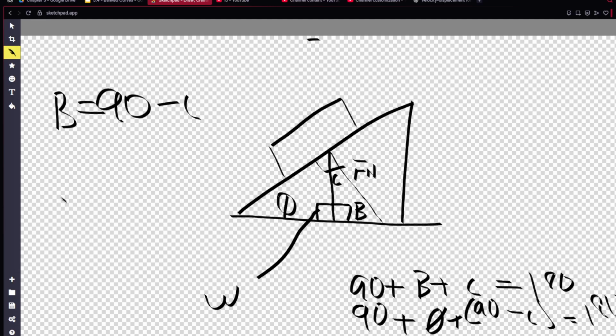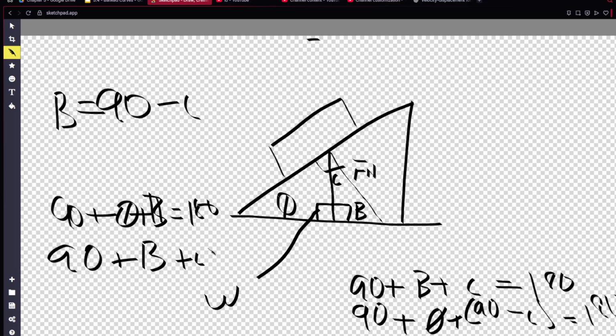So in reality, this is written as 90 plus theta plus b. And the reason why b is 90 minus c is because these have to make up 90. So it's the same as b plus c equals 90, and then just subtract c on both sides. So sorry, 90 plus theta plus b is equal to 180. And then here 90 plus beta plus c is equal to 180. We'll just subtract 90s on both sides, which means that c and theta must equal the same thing.